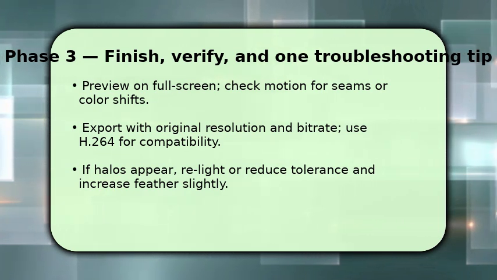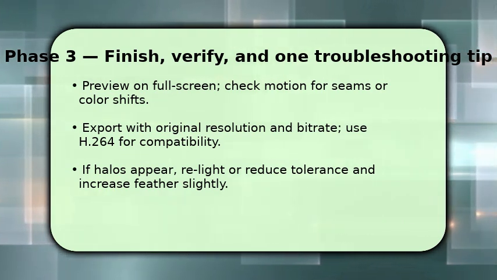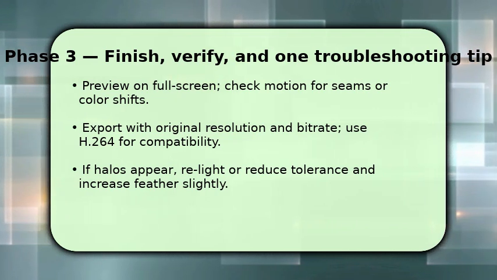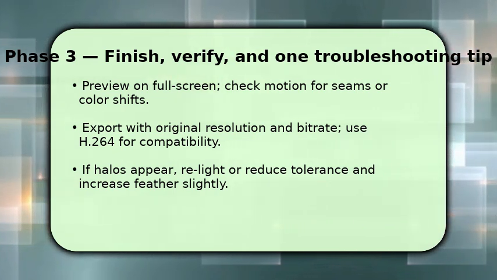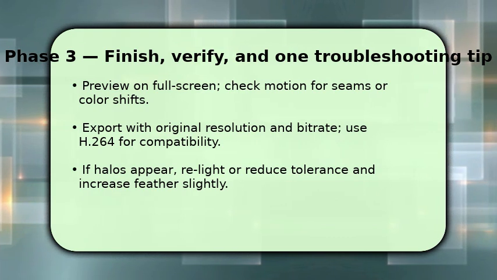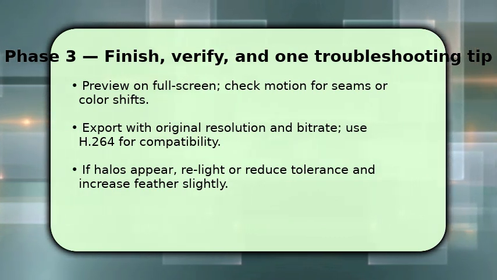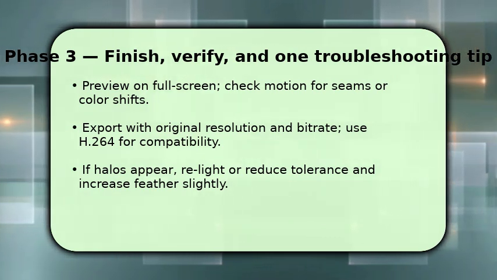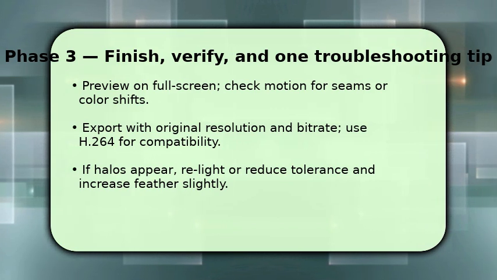If you still see green edges or halos, reduce the chroma tolerance and increase edge feather, or return to the source and correct lighting. Sometimes the only fix is better illumination. Keep one troubleshooting tip in mind. Tiny adjustments often solve what big changes bring.